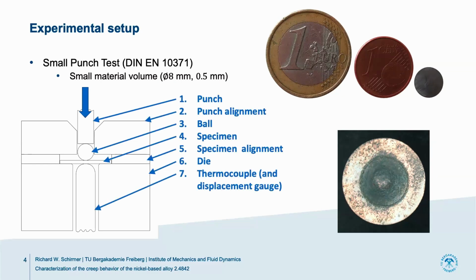Of course, we have some names for each of the parts. What's important is the lower part down here. That's a thermocouple, so we can calibrate our oven exactly to the temperature that we have at our specimen. And we can connect it to a displacement gauge with which we can measure the deflection of the specimen.